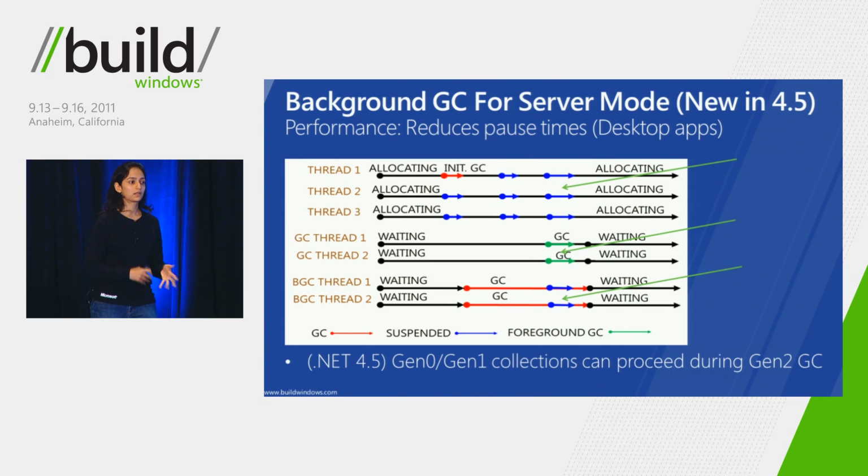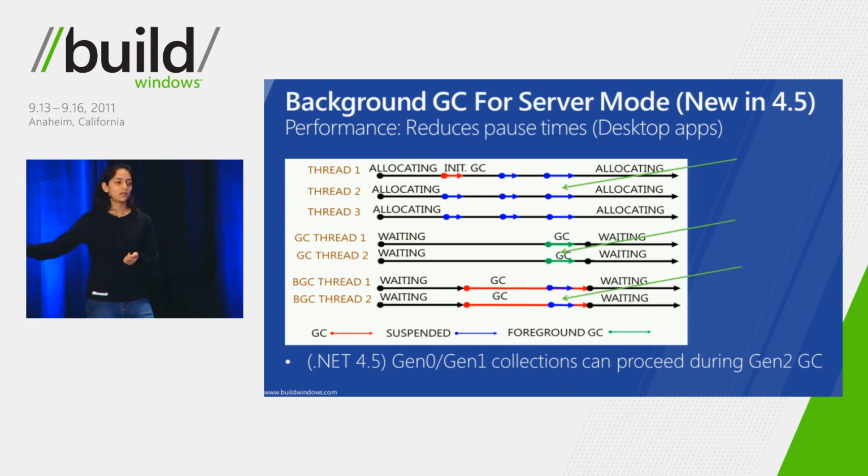Because of this, your app can continue running. It can make these small allocations that it needs to, and you reduce the pause time that you would have encountered previously, and the Gen 2 GC can continue afterwards, right? So it lets these small allocations continue. You get reduced pause times, and the app is a lot happier. It's a much better experience there. So that's the big thing.